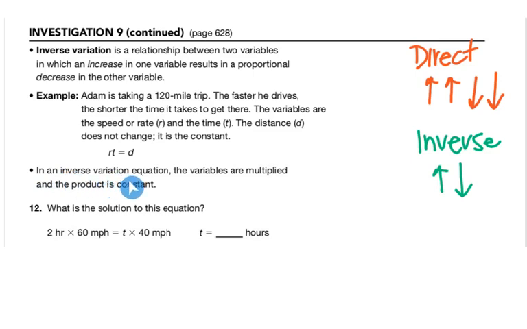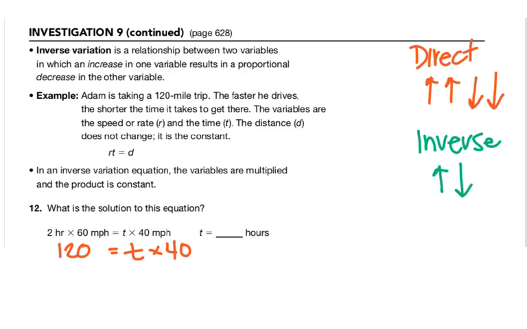In an inverse variation equation, the variables are multiplied and the product is constant, right? So here we're multiplying these variables to get our constant product. So here's 2 hours times 60 miles per hour equals our time times 40 miles per hour, to get a new time. Well, 2 times 60 gives us 120 equals t times 40.